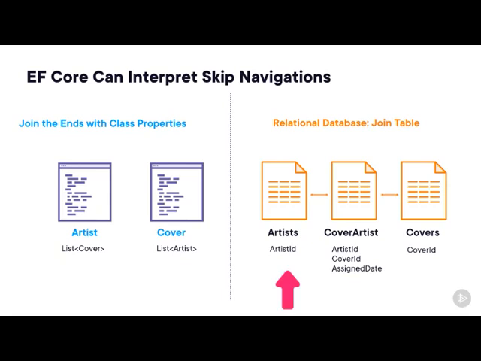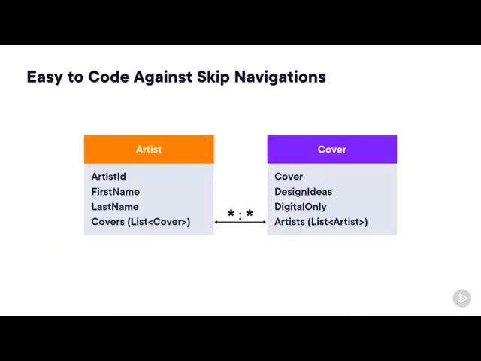There'll be an artist's table, there'll be a covers table, and there will also be a join table in between that has foreign keys back to the artists and covers. This table will have a one-to-many relationship to the artist's table and a one-to-many relationship to the covers table. Then for every artist and cover connection, you'll have a new row in that join table. And what's nice about the skip navigations is that this complexity will all be invisible to you. You'll just be working with an artist's covers or with a cover's artists.